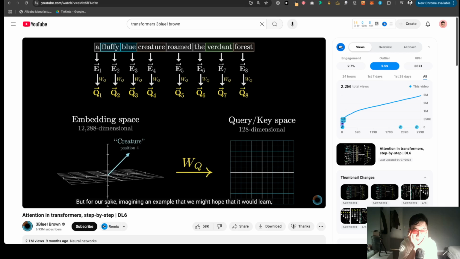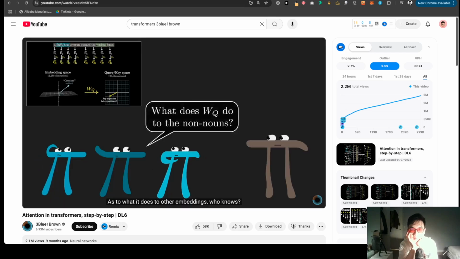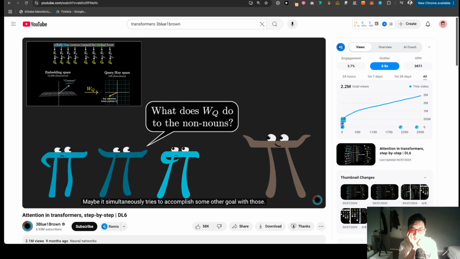But for our sake, imagining an example that we might hope that it would learn, we'll suppose that this query matrix maps the embeddings of nouns to certain directions in this smaller query space that somehow encodes the notion of looking for adjectives in preceding positions. As to what it does to other embeddings, who knows? Maybe it simultaneously tries to accomplish some other goal with those.